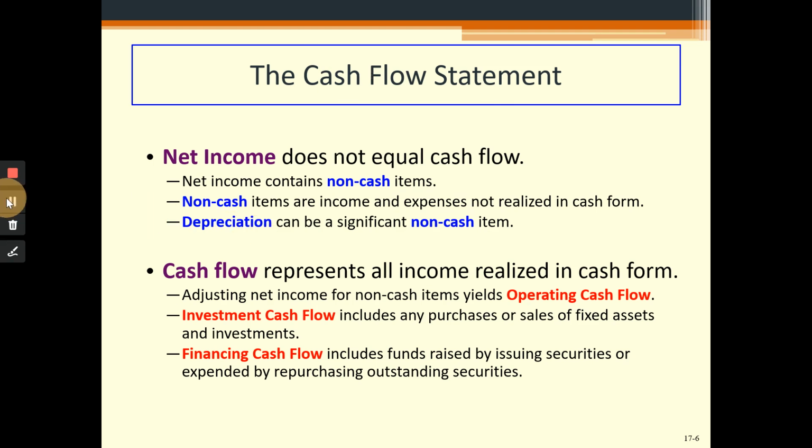Now, if you see, the main thing is this, that net income does not necessarily reflect the cash flow. We have to do some adjustment to arrive at the cash flow statement. So the net income has few items like depreciation, which are non-cash based expense. It does not decrease the cash of the company.